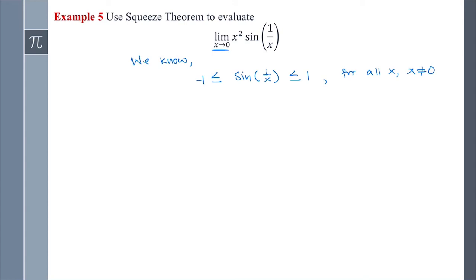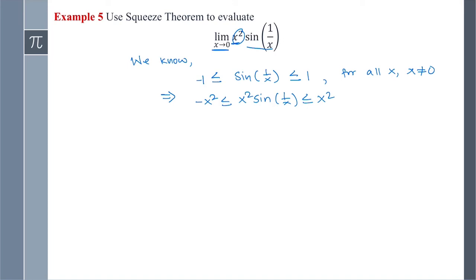Now, what we have here is x squared times sine of 1 over x. We just have sine 1 over x here. So what we need to get is that x squared. Now in that inequality, let's go ahead and multiply everything by x squared. And it's okay to do that because x squared is a positive number. So if you multiply by a positive number in an inequality, the inequality sign does not change and it still stays the same. Okay, so that means if we multiply by x squared, then we get negative x squared is less than or equal to x squared times sine 1 over x, which is less than or equal to x squared.